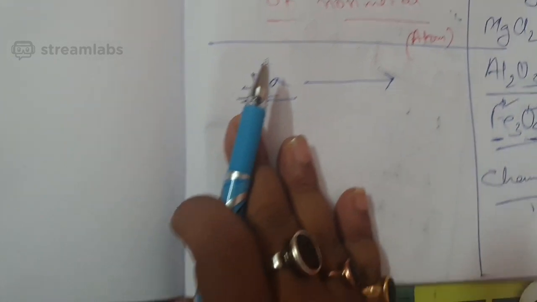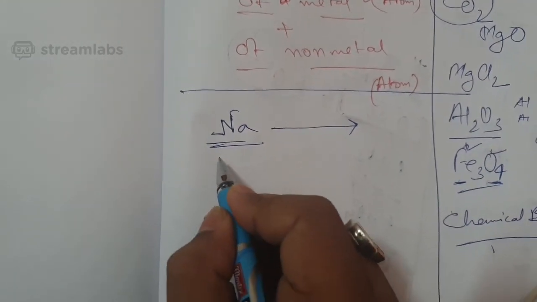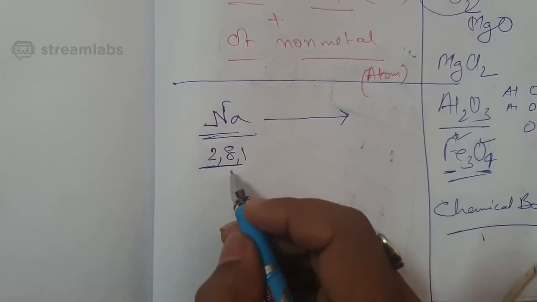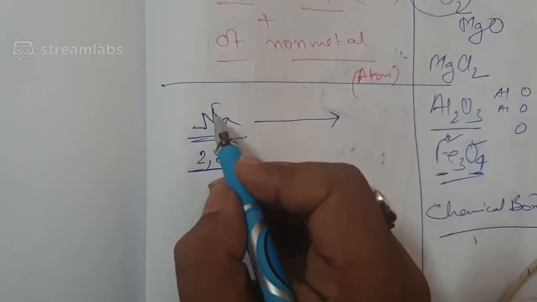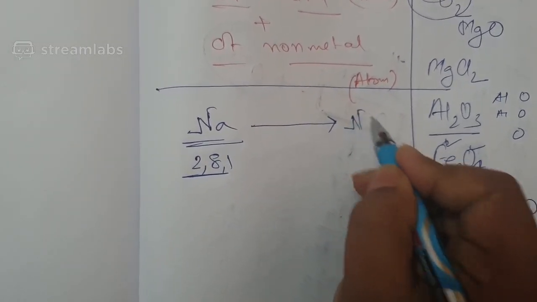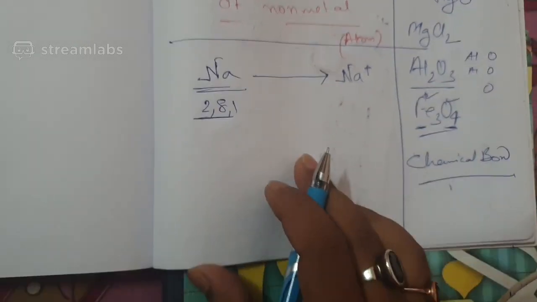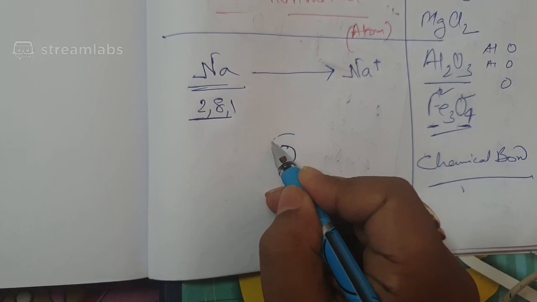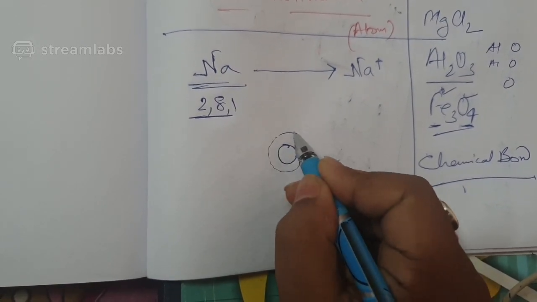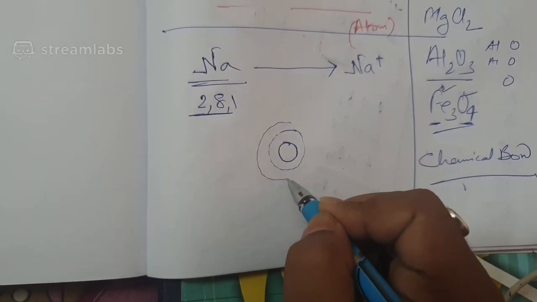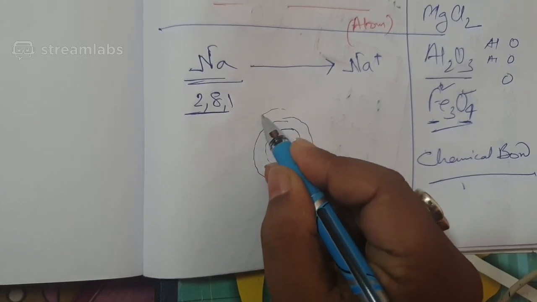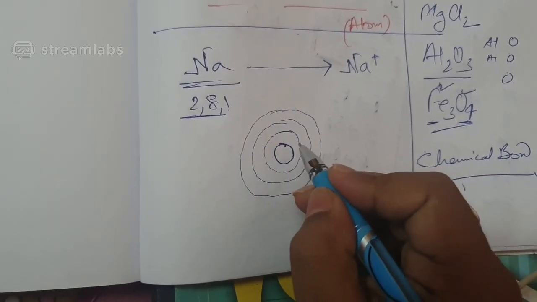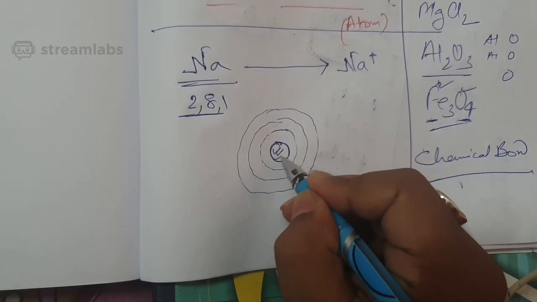So, sodium is a metal. Its electronic configuration is 2, 8, 1, as you did in the previous homework, and it loses 1 electron to become Na+. If I see it in a structural way, this is the sodium atom.